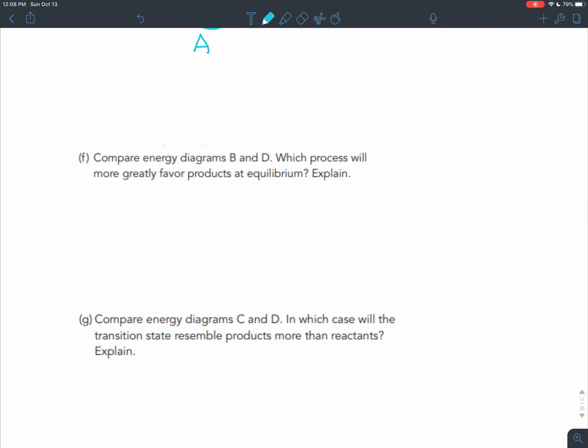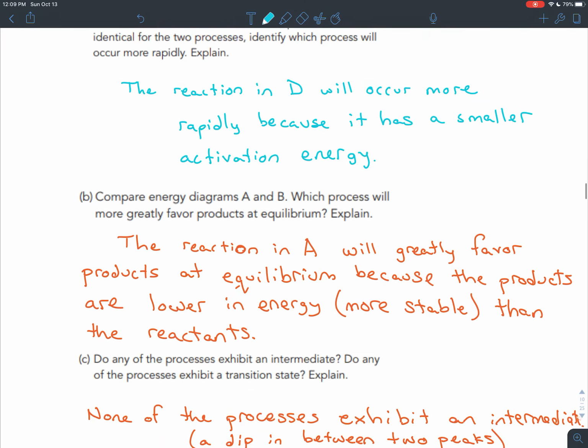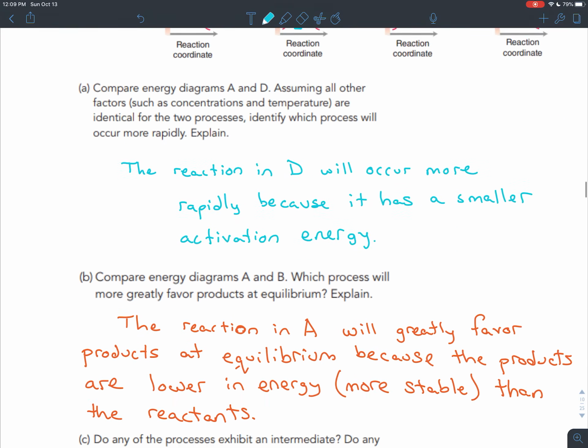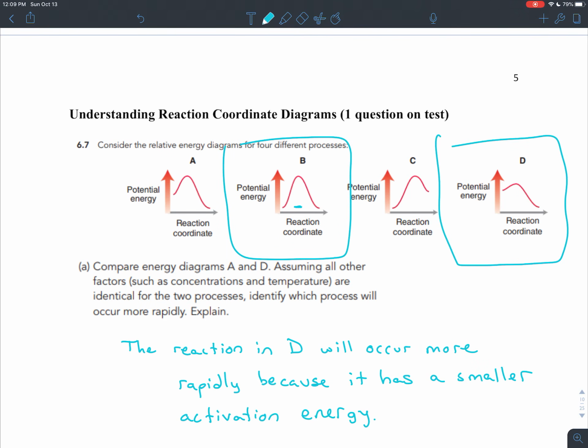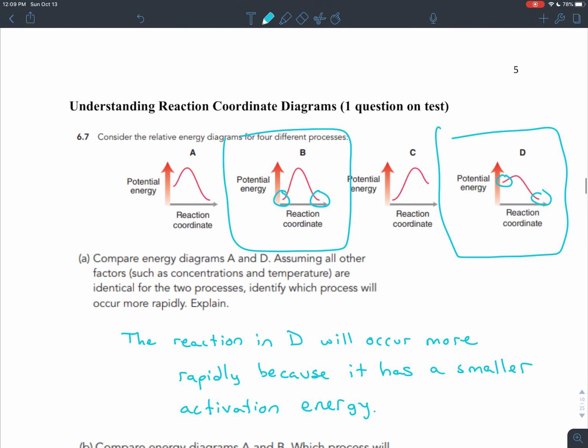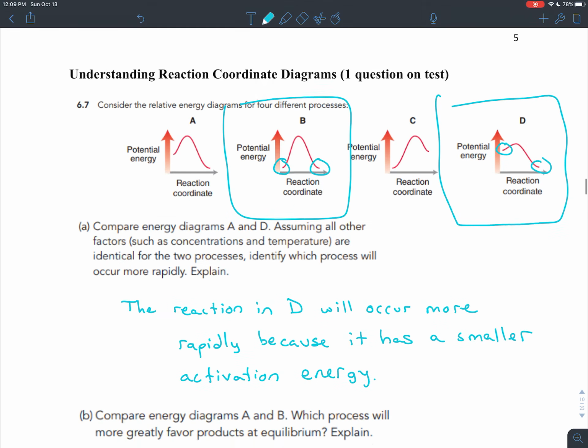For F, it says compare B and D. Which process will greatly favor products, and explain. So we're doing B and D. Which one greatly favors products? Well, in B, the reactants and the products have the same energy, so neither are favored. But in D, the products have much lower energy, therefore they're more stable, therefore they'll exist more often, and they'll be more favored. They'll be more present.